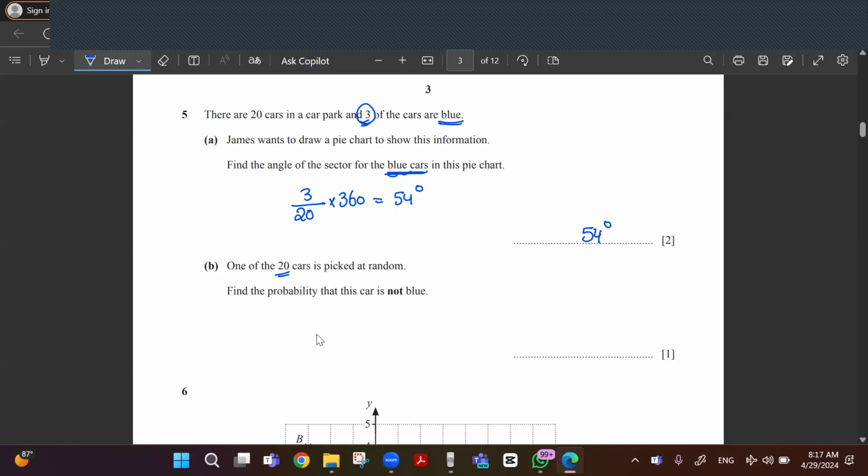Then he's telling me one of the 20 cars is picked at random. At random, and stop, that means it is what? It is over 20. Find the probability that this car is not blue. How many cars are not blue here? The total is 20, and 3 of them are blue. So how many cars are not blue? It is 17 over 20. So the answer will be 17 over 20. I can do it also in another way, which is 1 minus the probability of the blue cars, which will give me also the same answer. Okay?